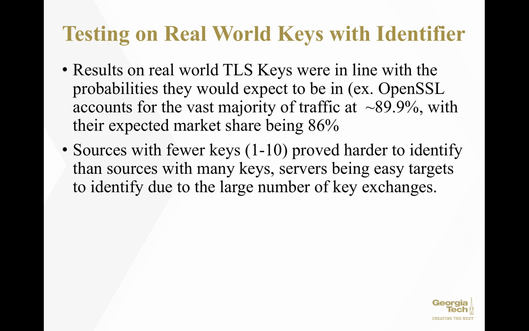What does this mean? Well, for the researchers to make sure that their algorithm was working properly, they used it on real-world data. In this case, they looked at TLS key exchanges, millions of them. And what they found was the statistics for the sources lined up very closely with what they would expect to see. That was OpenSSL would be the vast majority of the traffic, as you look at major carriers such as Google and other major vendors, their market share being about 86%, and then their probabilistic identifier was able to see that about 90% of the traffic used OpenSSL methods.